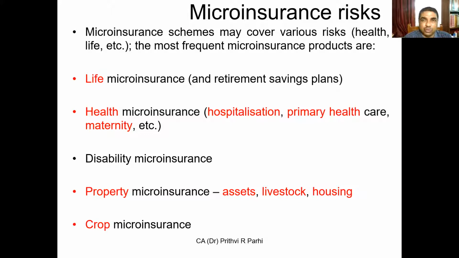Right. So various risks are covered, like life risk or health risk, hospitalization, primary health care, maternity, etc. All these kinds of risks or uncertainties are covered. Okay. Property insurance also can be done, like assets, stock, housing insurance. And crop insurance is also one more form of micro insurance.